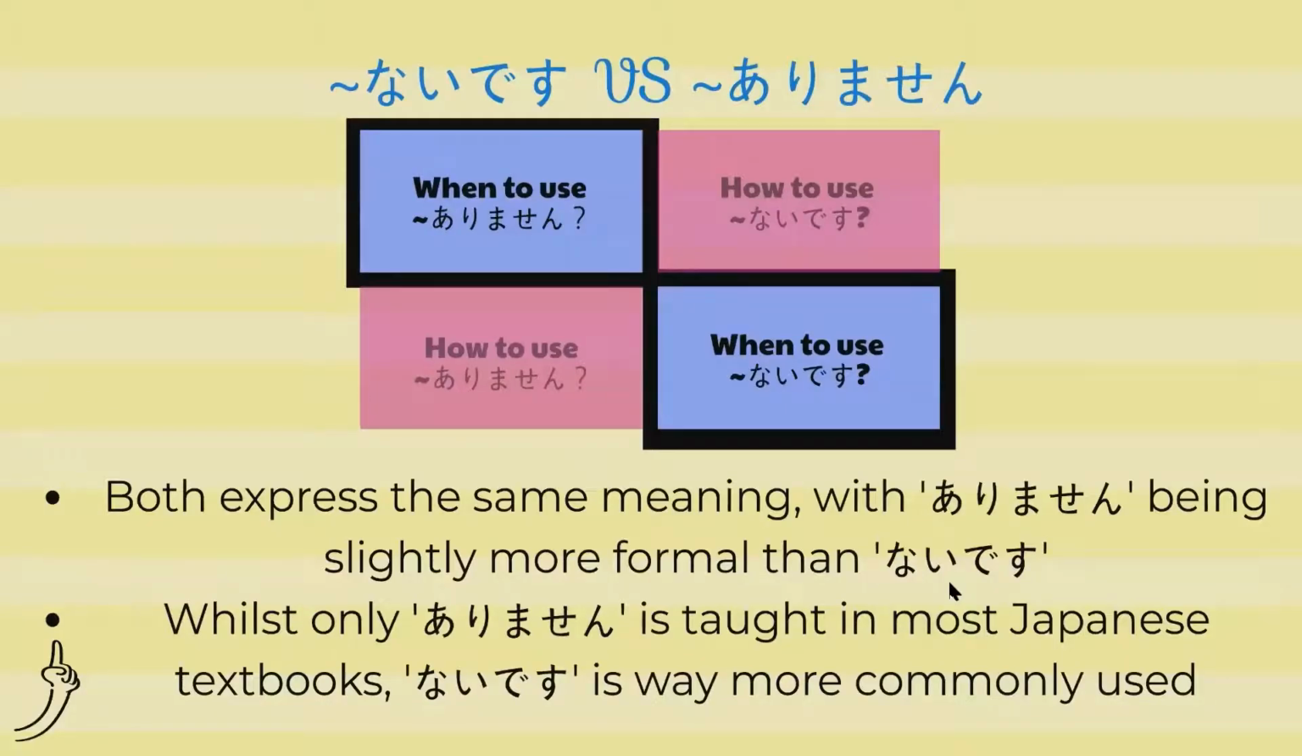So, what is the difference between ありません and ないです? When do we use ありません and when do we use ないです to express the seemingly similar or the same meaning? Actually, both express the same meaning, with ありません being slightly more formal than ないです. And while only the ありません form is taught in most Japanese textbooks, ないです is way more commonly used in Japan.